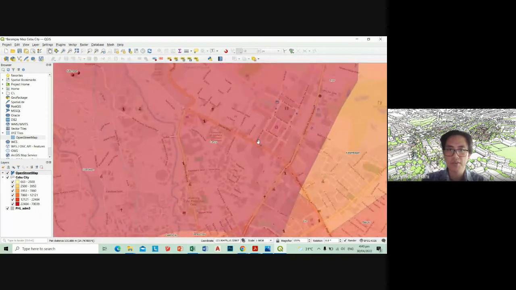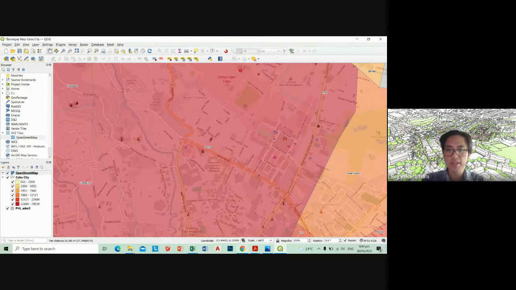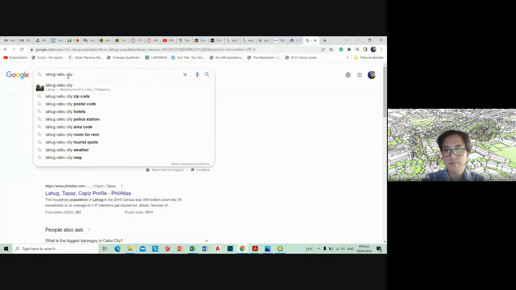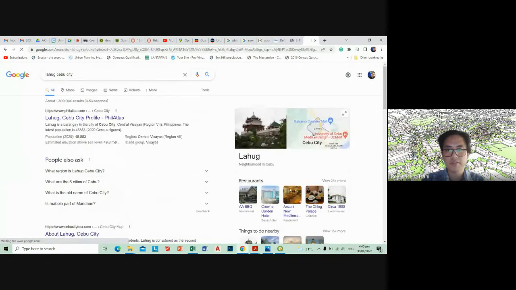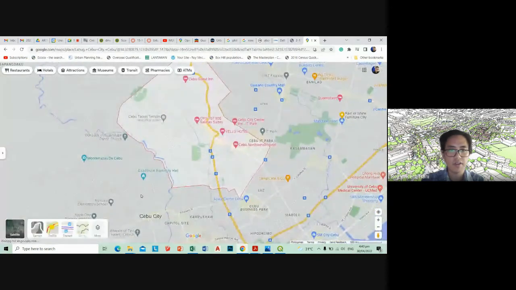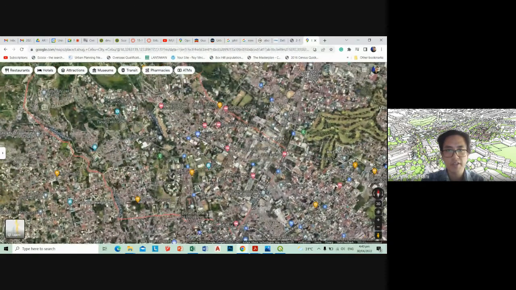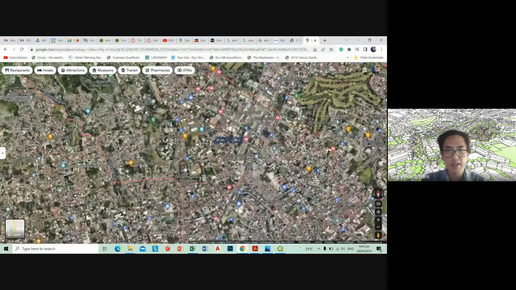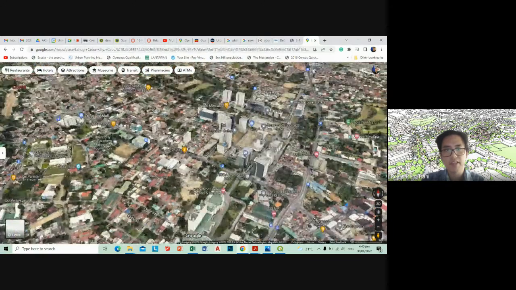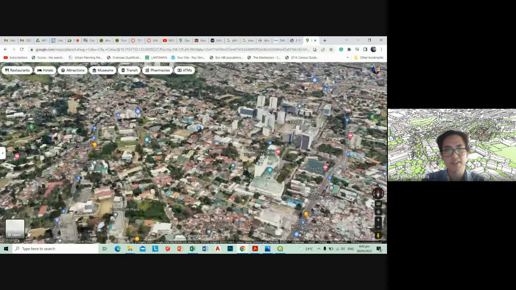So if we look at Lahug, I think this is more mixed than Guadalupe. So if you look at Lahug over here, turn on the satellite view. So we got some residential areas over here. We have, I think, IT Park is over here. Doing it in 3D is a lot easier because you can really see where the residential and the commercial areas are.